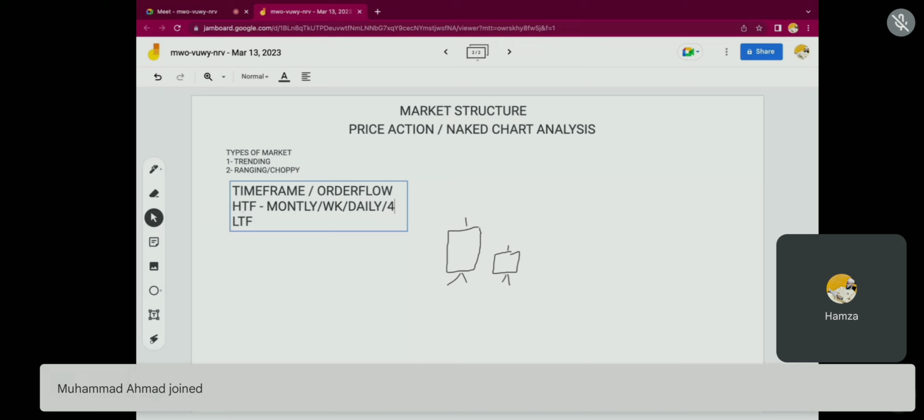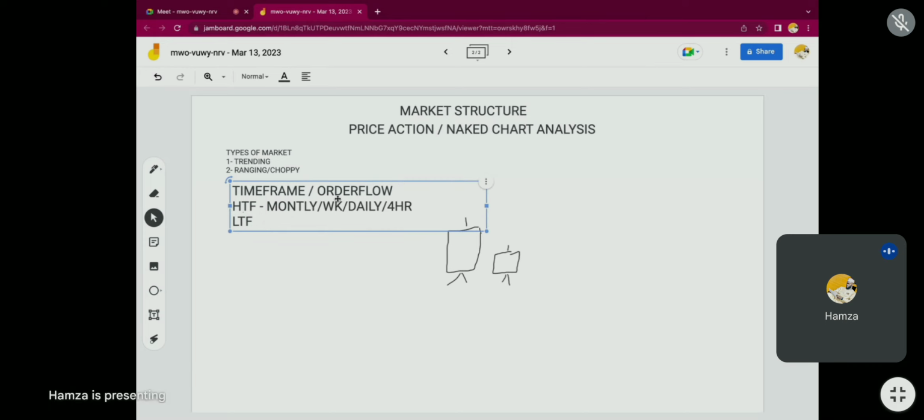Let's see, for the lower time frame, it could start from, let's see, 1 hour. We can classify 1 hour as the medium time frame, but let's leave it at 1 hour, 30 minutes, 10 minutes, 5 minutes, 1 minute, seconds. We have the seconds.